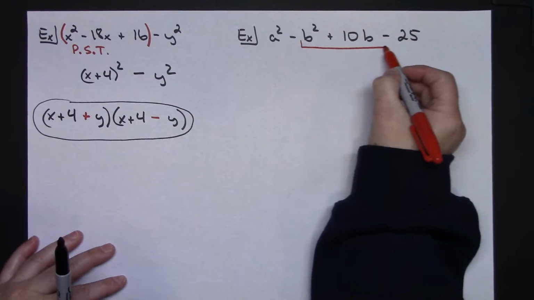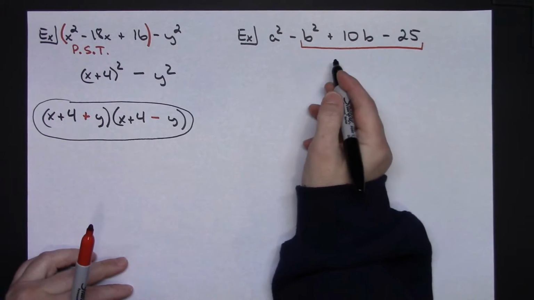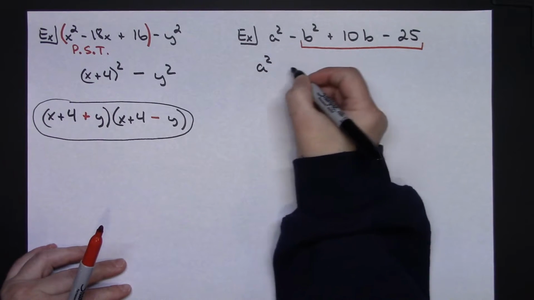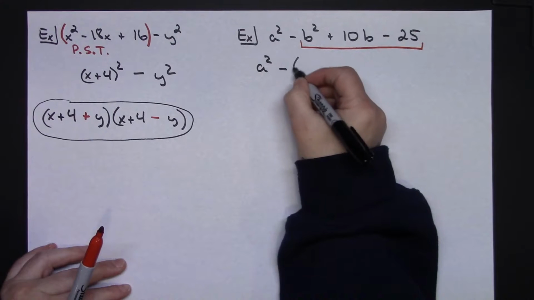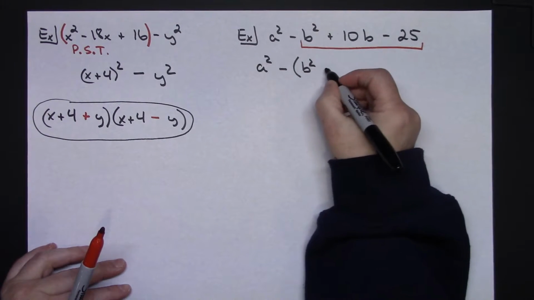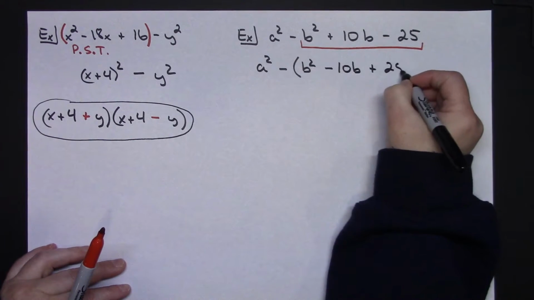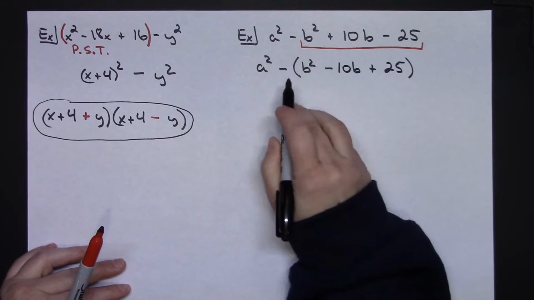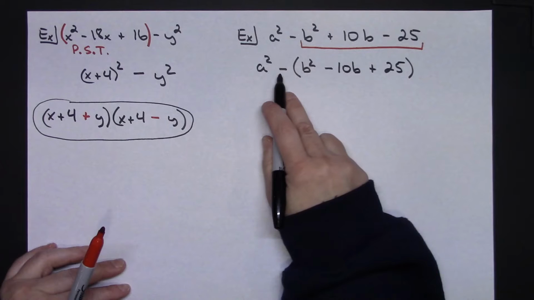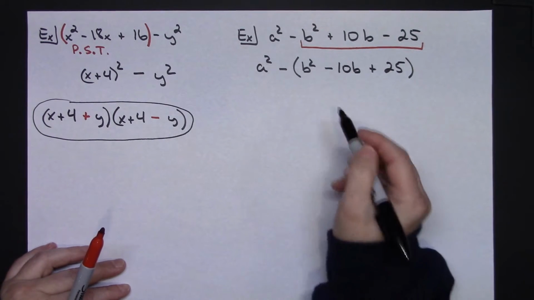I want to take a look at these three terms right here and take out a negative. Factor out a negative 1, and that's going to force my perfect square trinomial. So my a squared is going to stay here, minus. Now if I take out a negative, I'm going to have a b squared here. That will turn that to a minus 10b. That'll turn that to a plus 25. You can check that by multiplying back out: negative times b squared gives me that negative b squared, negative times negative gives the positive, negative times positive gives the negative there.